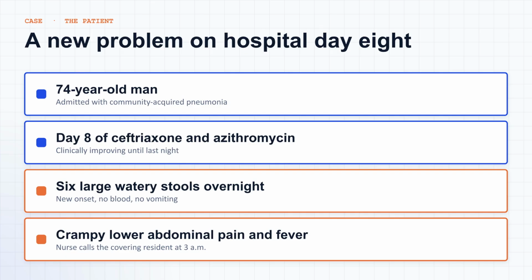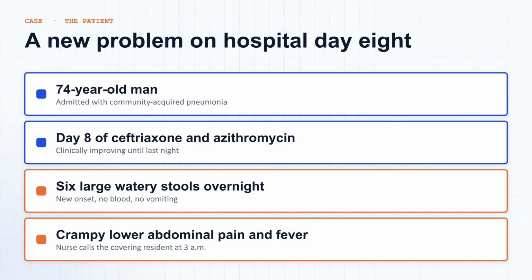Here is our patient. Mr. Reyes is a 74-year-old man on the general medicine service. He was admitted 8 days ago with community-acquired pneumonia, and he has been on ceftriaxone and azithromycin since arrival. Overnight, the nurse reports 6 large watery stools. He has crampy lower abdominal pain and a new fever.